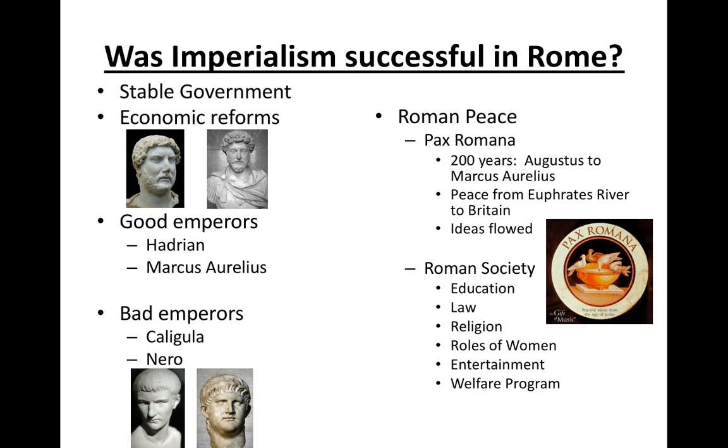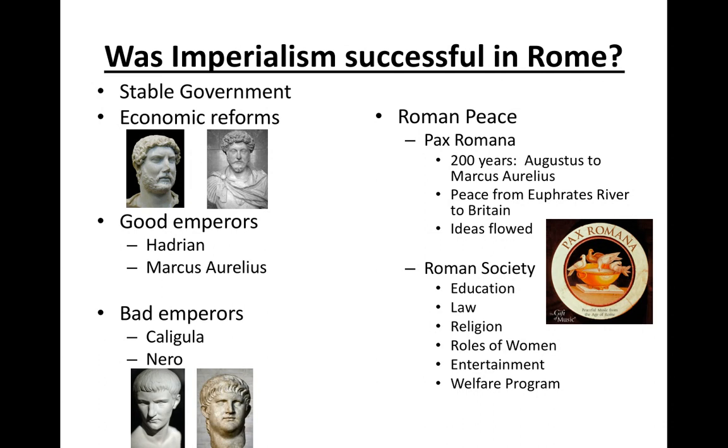There are good emperors and there are bad emperors. Some of the most notable good emperors are men like Hadrian or Marcus Aurelius. We also have some bad emperors who were known to be very ruthless and basically hated by a lot of the people. And we have Caligula and Nero that come off as being the bad emperors. There are all kinds of emperors here.